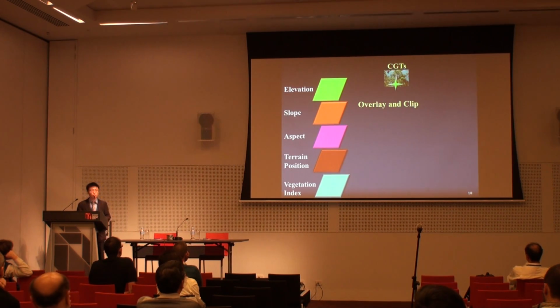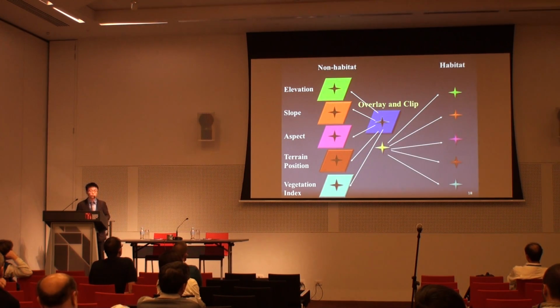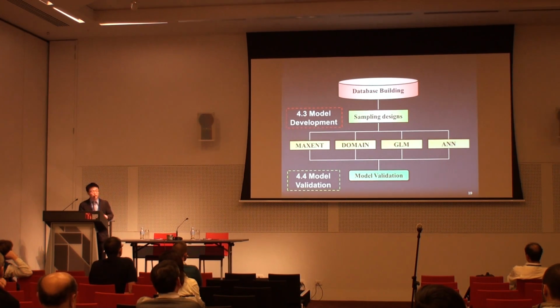In this slide, we overlay all the layers and cut out the CGT suitable and unsuitable environment attribute data. We integrate those environment attribute data into the models to calculate model parameters.